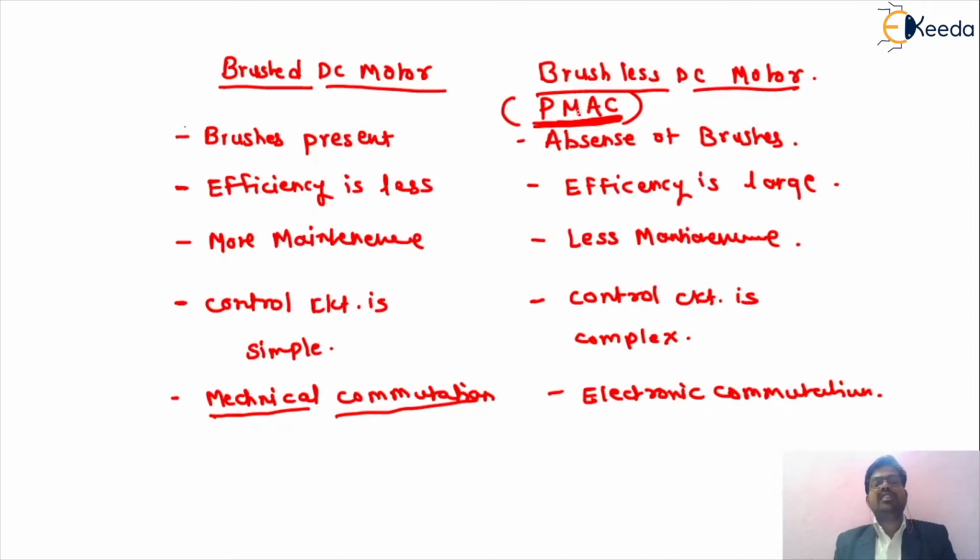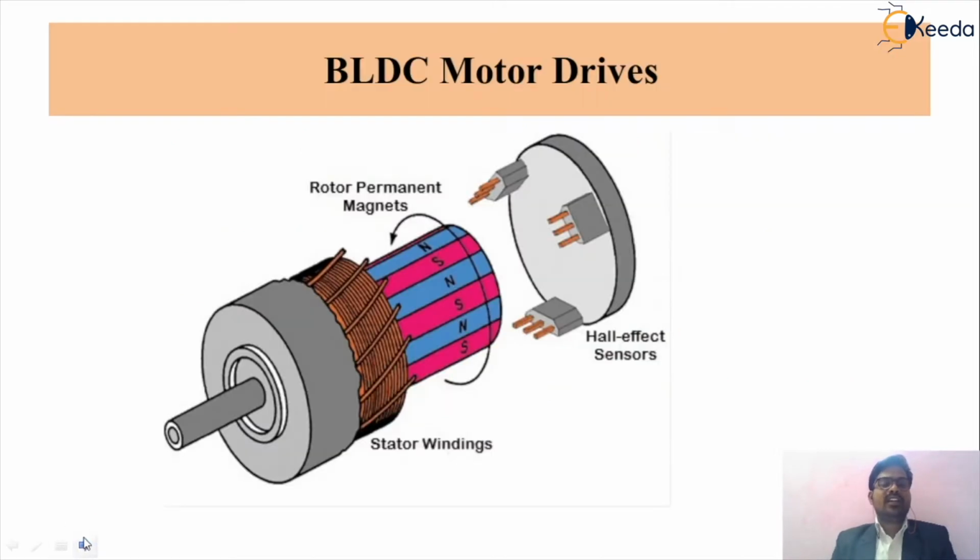Due to the presence of the permanent magnet, this type of motor is called a brushless DC motor, or a permanent magnet DC motor. So the names, brushless DC motor and PMAC motor, remain the same. Now we can understand the different construction of that particular brushless DC motor.